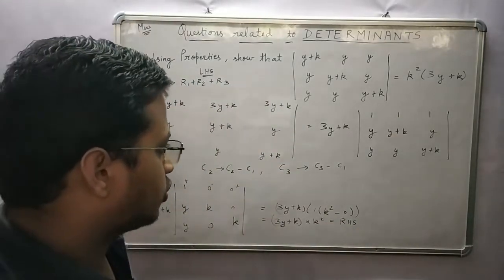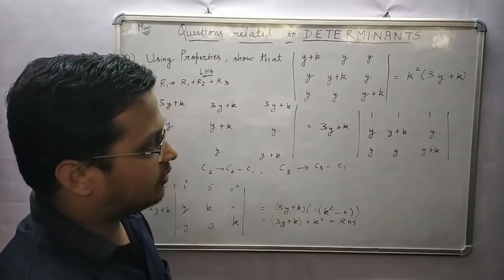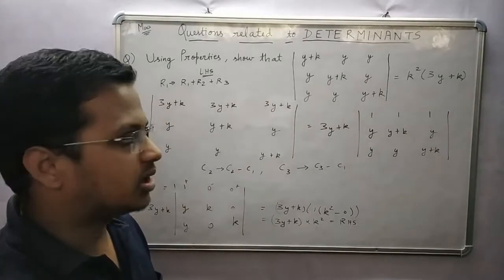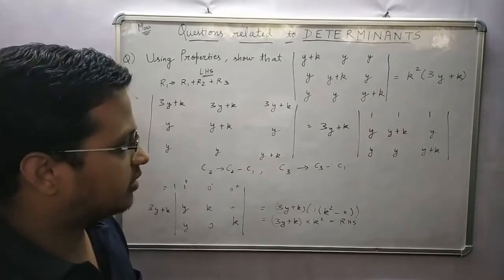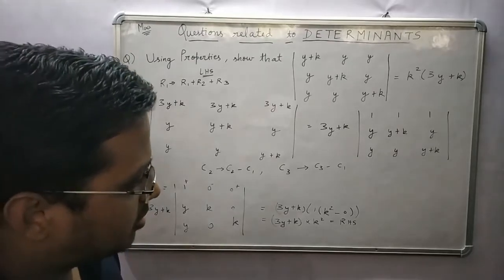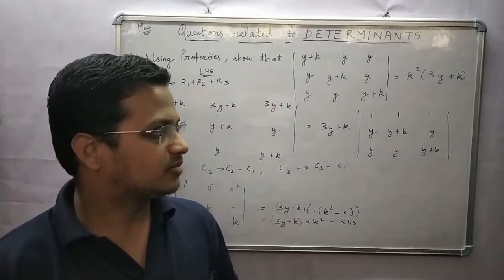Alright. So with this question, our determinants chapter is over. I have tried to cover nearly each and every topic, but it's not possible for me to solve all the questions. So it's better if you practice the NCERT book thoroughly. So let's stop here. In the next part, we will proceed to the next chapter. Alright? Thank you.